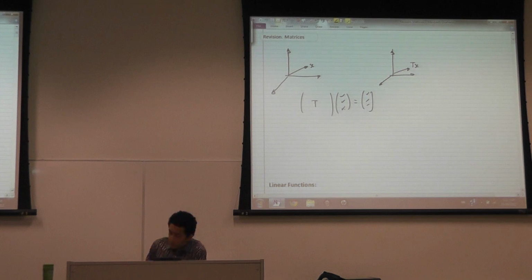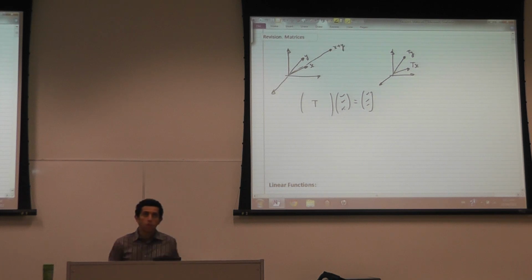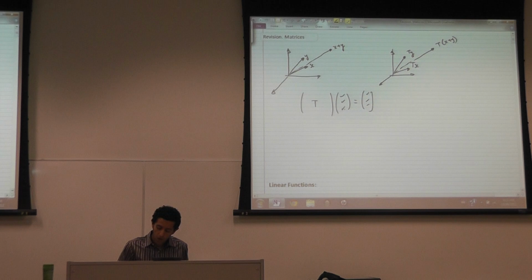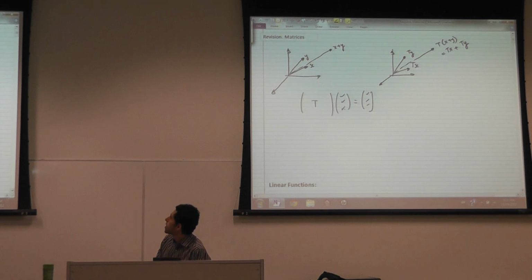This is a linear operation because if I have y, this is Ty. If I have x plus y, then the result is independent of the order of the operation. I could multiply T by x plus y, or I can multiply T by x and multiply T by y and add the result. Because the result has this property, this is a linear operator.